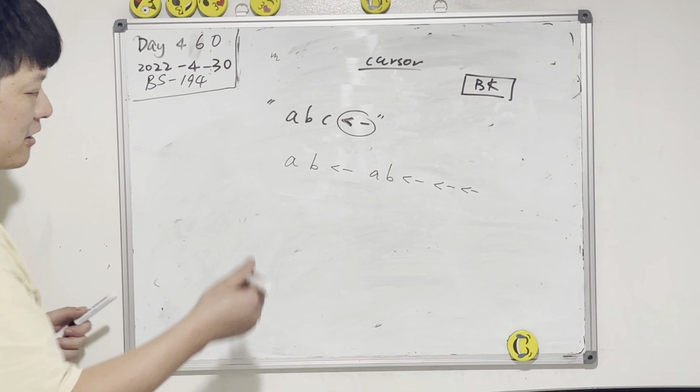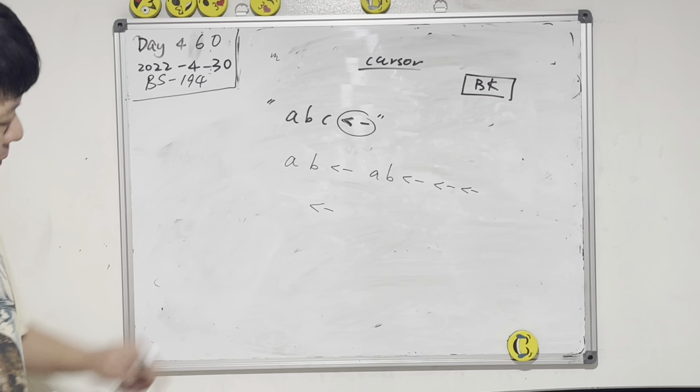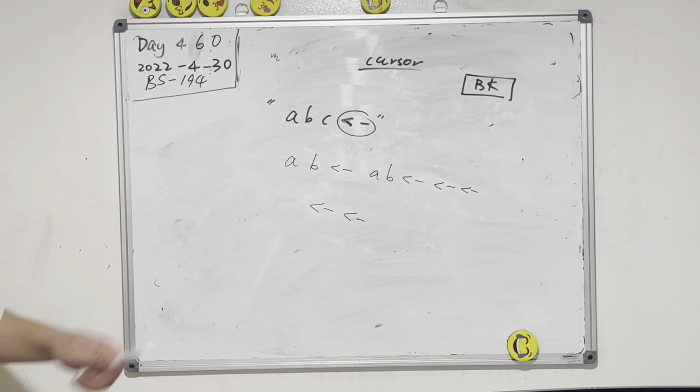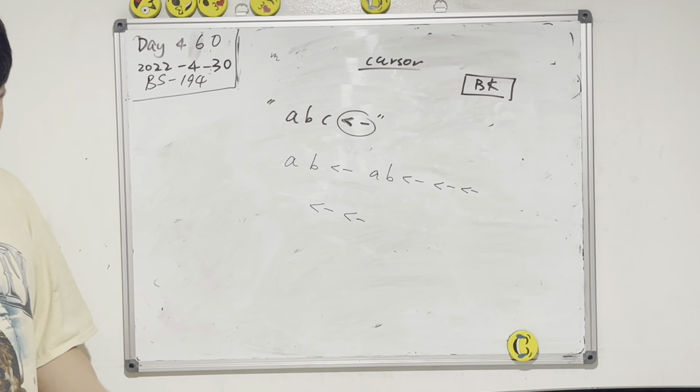Okay. What if the backspace is at the front? Well done, that's a very good question. What if we have a backspace in the front? Then there's nothing. That's a very special case, okay? So, what kind of data structure can we use to do this? Stack, yes, exactly.